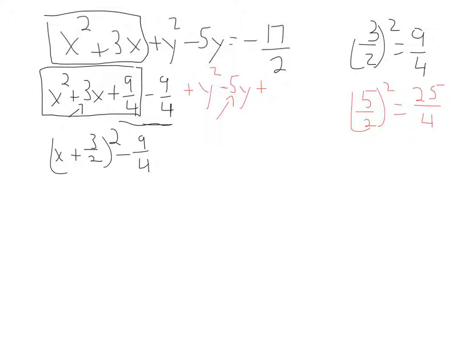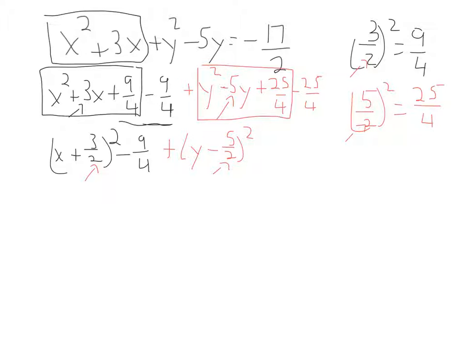We're going to add 25 over 4, and we're going to subtract 25 over 4, so we've really added 0, because we're just trying to fool the equation again into thinking that it's a perfect square trinomial. And this perfect square trinomial would factor as y minus 5 over 2 all squared. You notice how this number and this number are always the numbers that we squared. Okay, it always works out like that. And we still have the 25 over 4, and on the other side equals negative 17 over 2.